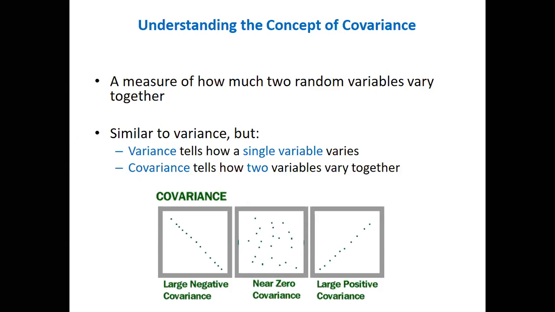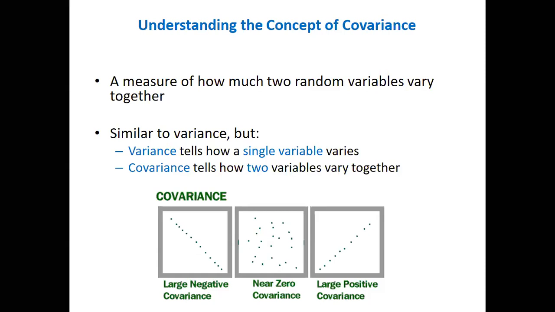So let's quickly understand covariance. For you to understand correlation very well, you need to understand covariance. What is covariance? It's a measure of how much two random variables vary together. When you say vary, that is vary in value, together. Covariance is similar to variance in the sense that variance means how a single variable varies. What is the variability? The measures of variability we know are variance and standard deviation.